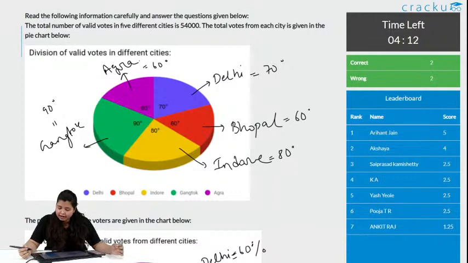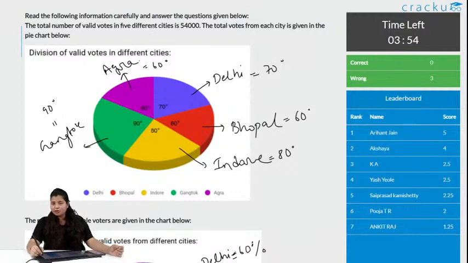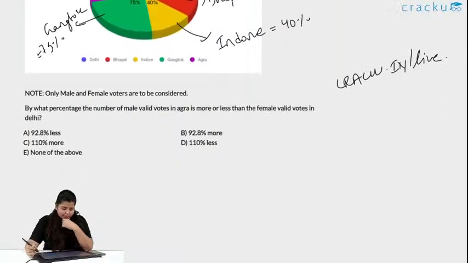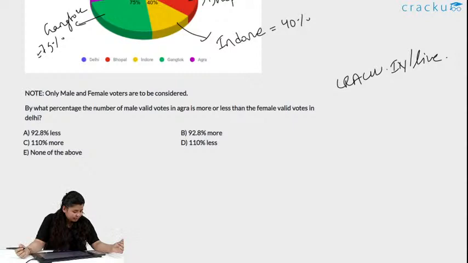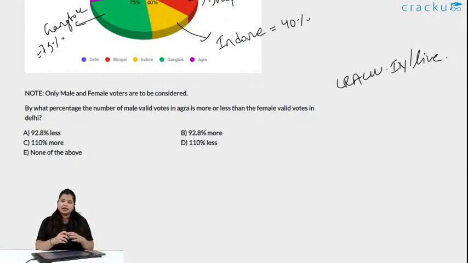Okay, 2 people got this correct and 2 wrong. Come on Pooja, I guess you marked a question wrong. This is a very easy type, you just need to find the data, complete data for the pie is given, just compare it, you will get the answer.